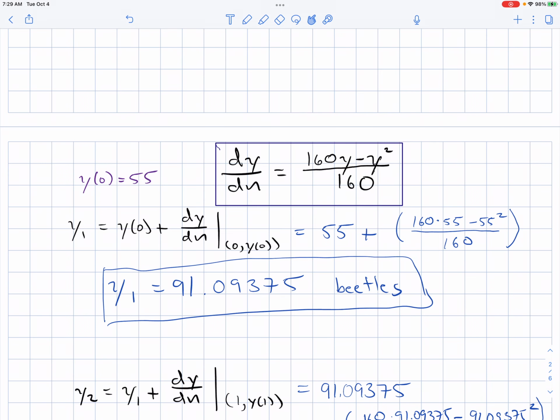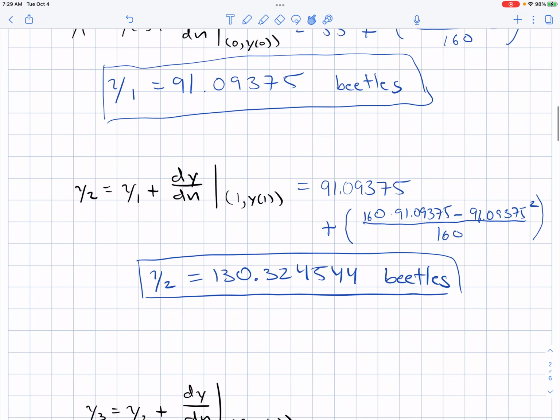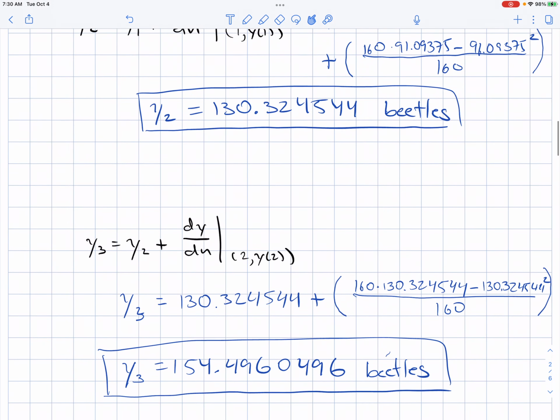And then similarly with the other generations, y sub 2 generation, we used the previous y sub 1 plus the rate at y sub 1 or y of 1, and similarly with y sub 3.